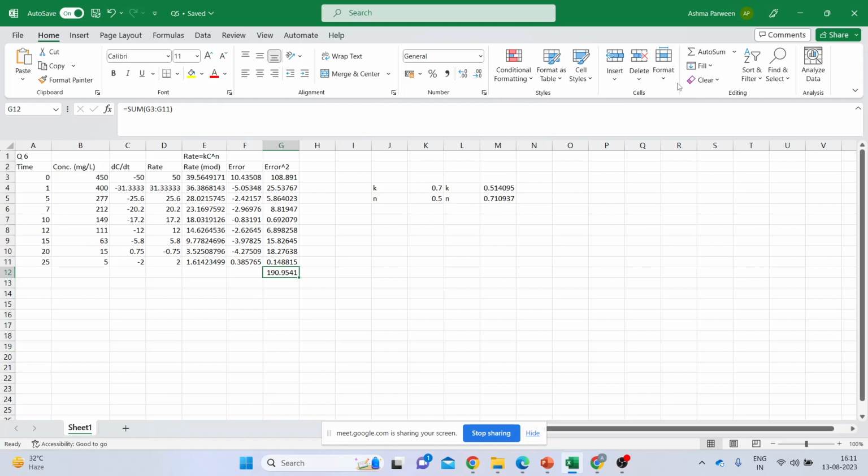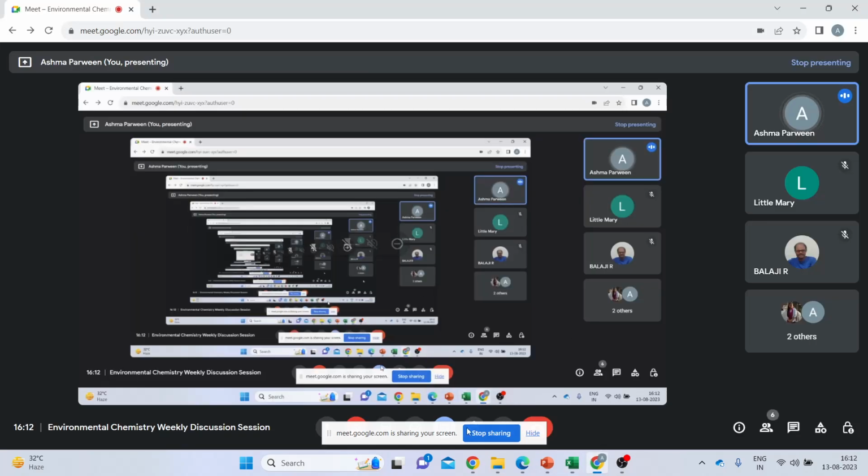I can also show you, but I have to change the values. If any one of you doesn't know, then I can show you, or else we can move forward. Sorry.